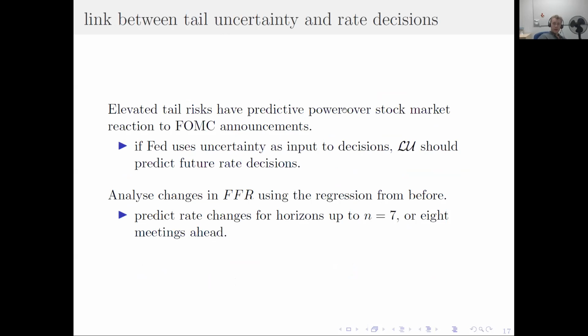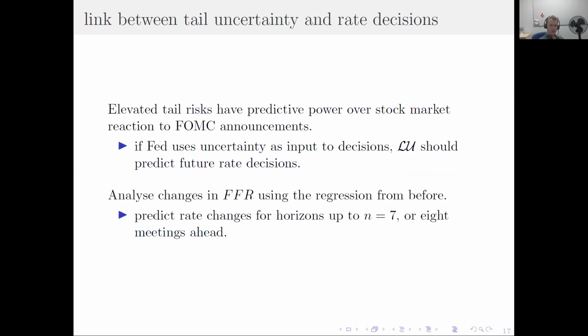All right. Now we've shown that there seems to be a connection between left tail uncertainty and the stock market in general, or the response to the upcoming FOMC announcement. We now want to further understand why this might be the case.